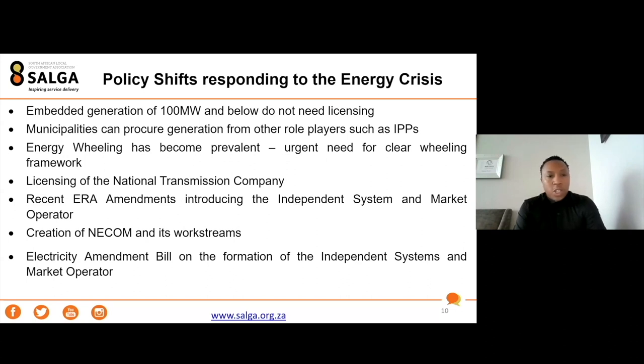Obviously, for the energy crisis, there's a creation of the National Energy Crisis Committee and its work streams. There are about 11 work streams under NECOM, which are dealing with various subjects, and that includes also reform of the industry, including the entire value chain of the industry, as well as the distribution industry.